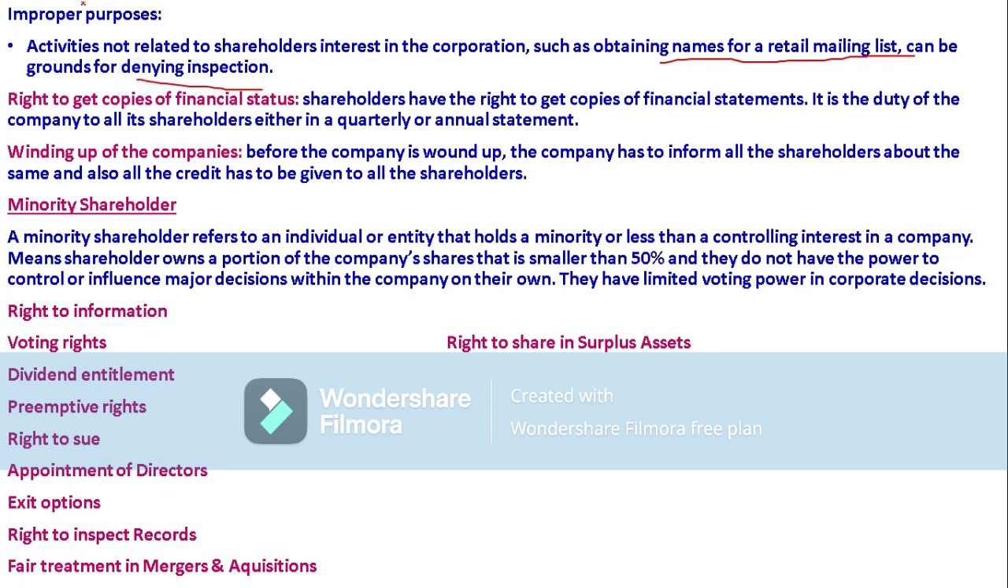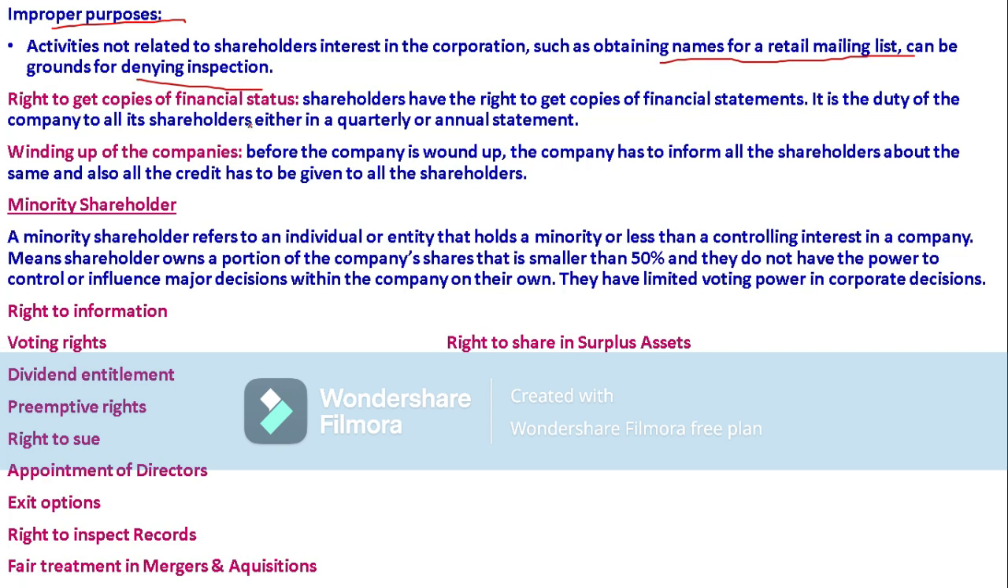If it is an improper purpose, the tribunal will not allow the shareholders to inspect the company. If it is a proper purpose, on the grounds of interest of shareholders, then definitely the tribunal will allow the shareholders to inspect the company. But if it is an improper purpose, okay, the tribunals will deny the inspection of shareholders in the company.